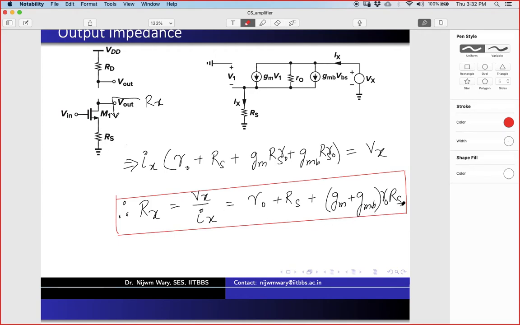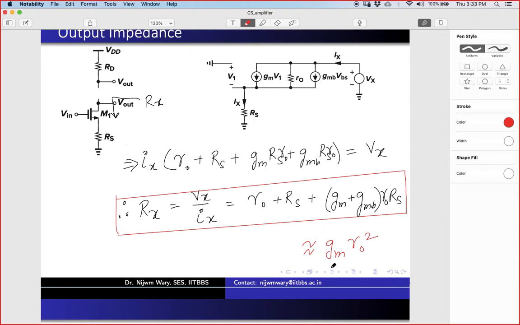So basically, suppose this Rs is of the order of Ro, and suppose neglecting this Gmb also, this can be of the order of Gm Ro square, right? This term Gm Ro square is much larger than Rs and Ro, so I can get a very high impedance equal to Gm Ro square. If this Ro is 4 kilo ohms, it will be like the square of that. So it is possible to implement a very high impedance using this kind of configuration.